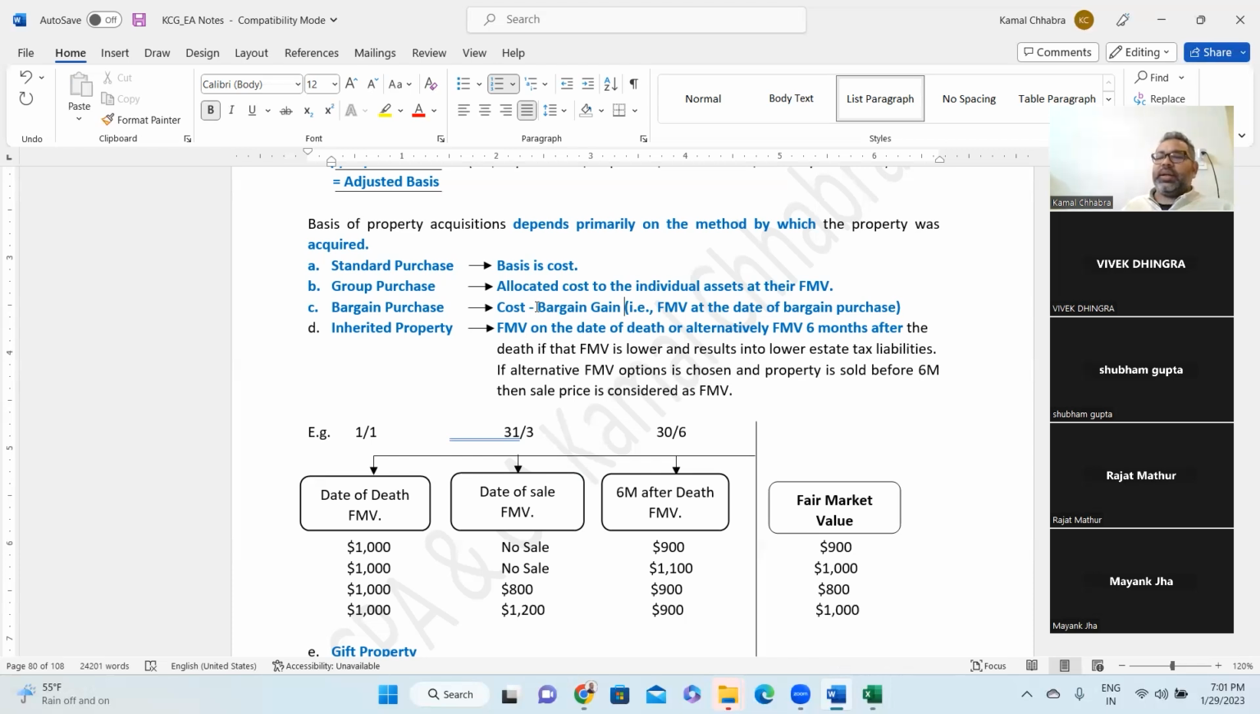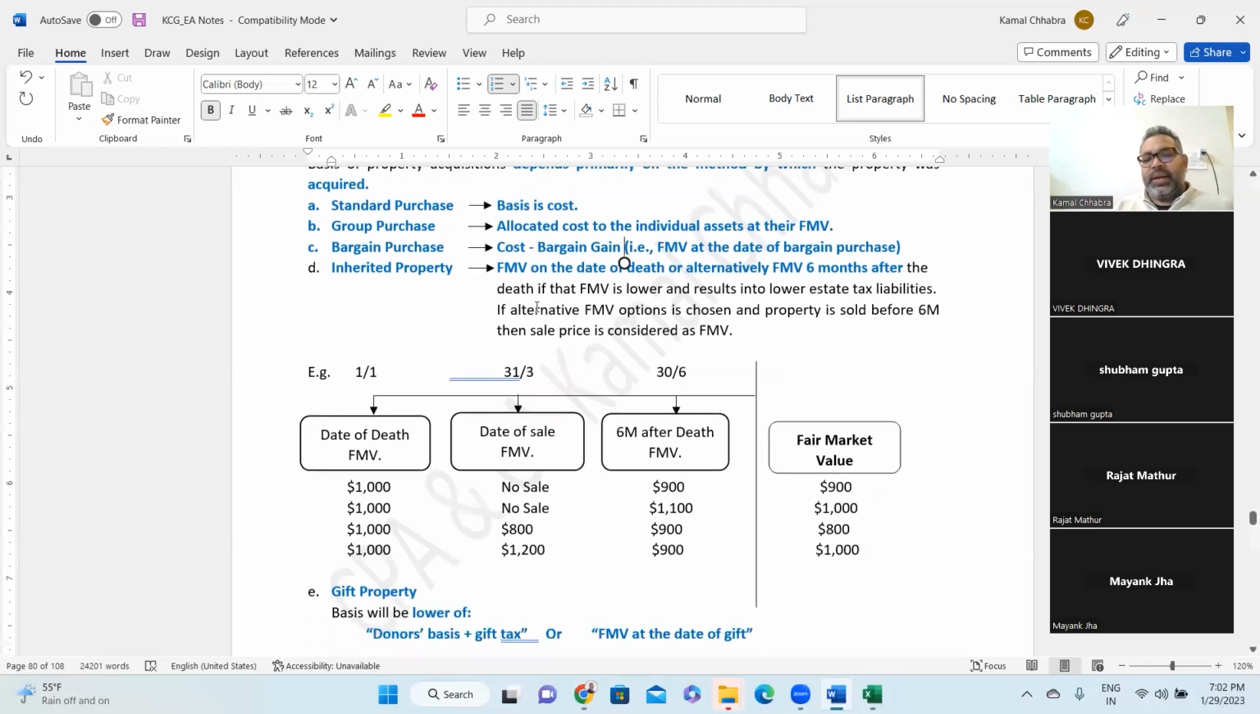So you have an option: you can consider the fair market value on the date of death or 6 months after the death if the price goes down. If the fair market value goes down, you have to pay less taxes. So this option is available to you. Make sense? If the alternative fair market value option is chosen and the property is sold before 6 months, then the price at which the property is sold needs to be considered as the fair market value.